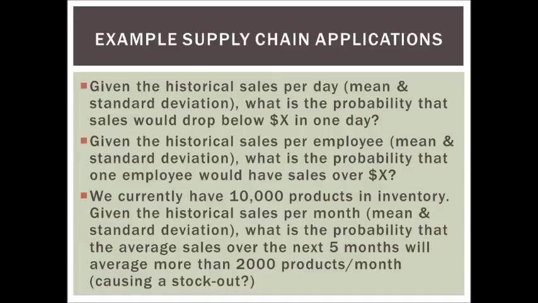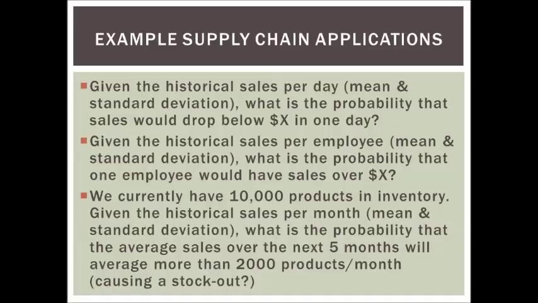All right, here's another example. And this is one that I actually encountered in one of my jobs. All right, so we currently have 10,000 units or 10,000 products in inventory. And given the historical sales per month, a mean and a standard deviation, then what is the probability that the average sales over the next 5 months will average more than 2,000 products a month? So of course, if we had sales of 2,000 products per month over the next 5 months, we would run out. We would have no more products in stock.